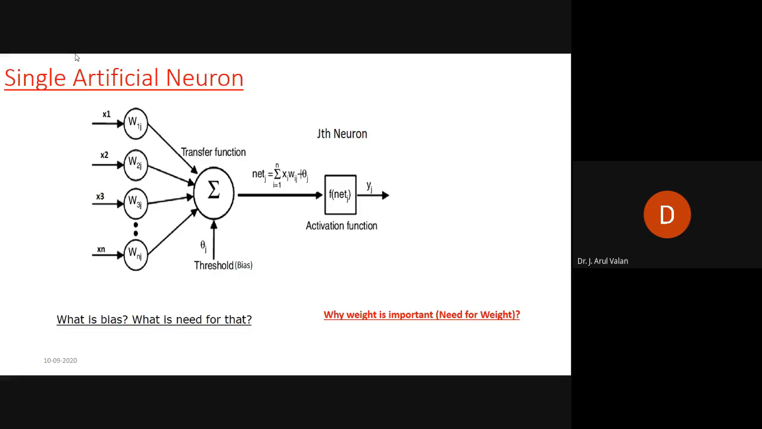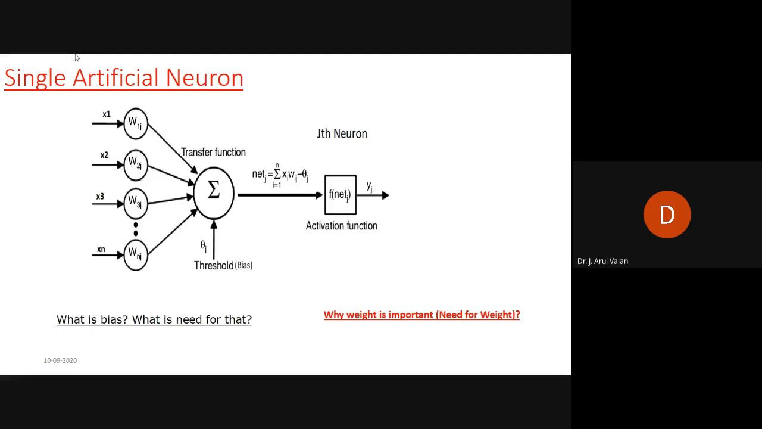How to trigger the activation function? Whether we have to trigger it on the left-hand side, or activate it on the right-hand side. The main concept of the bias value is to shift the activation function, either left or right.